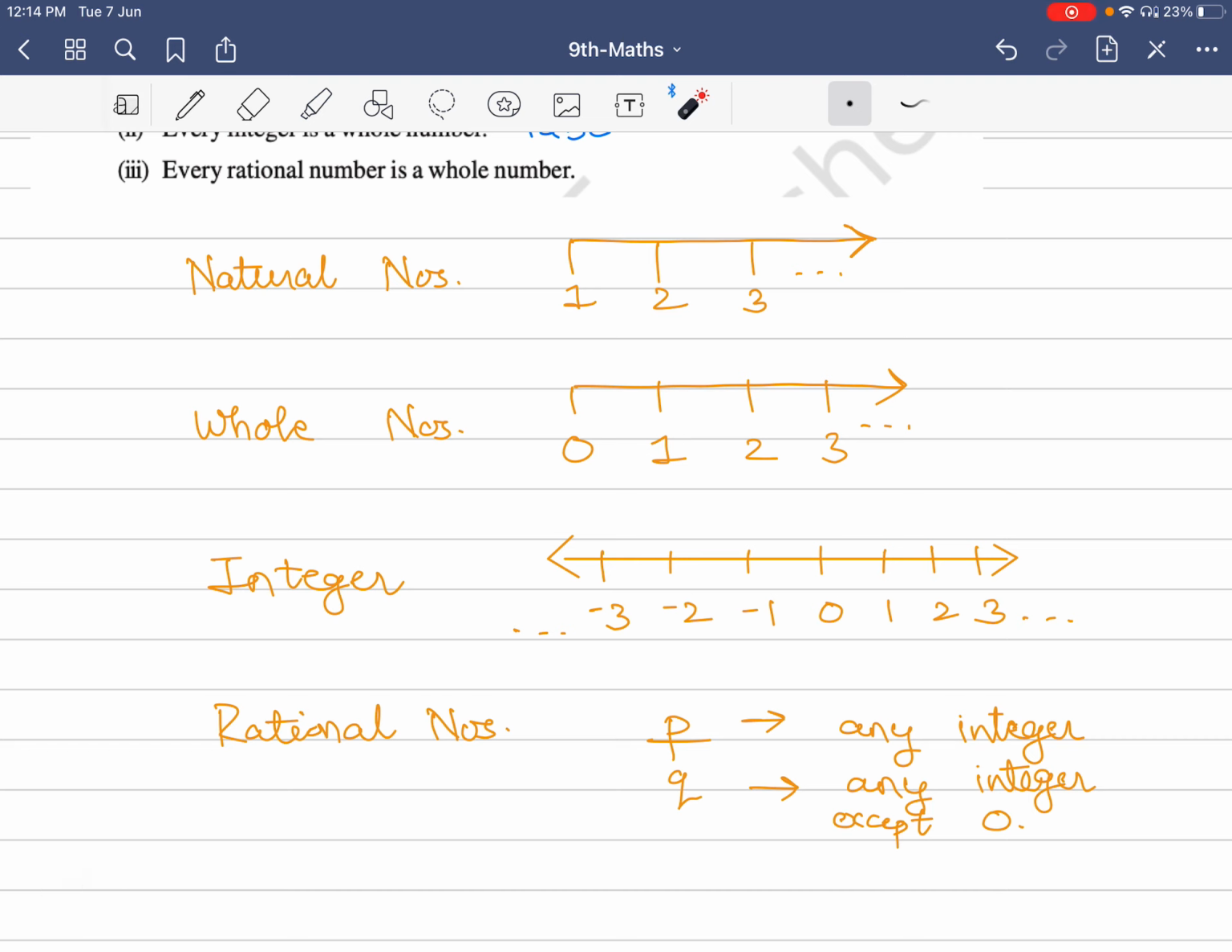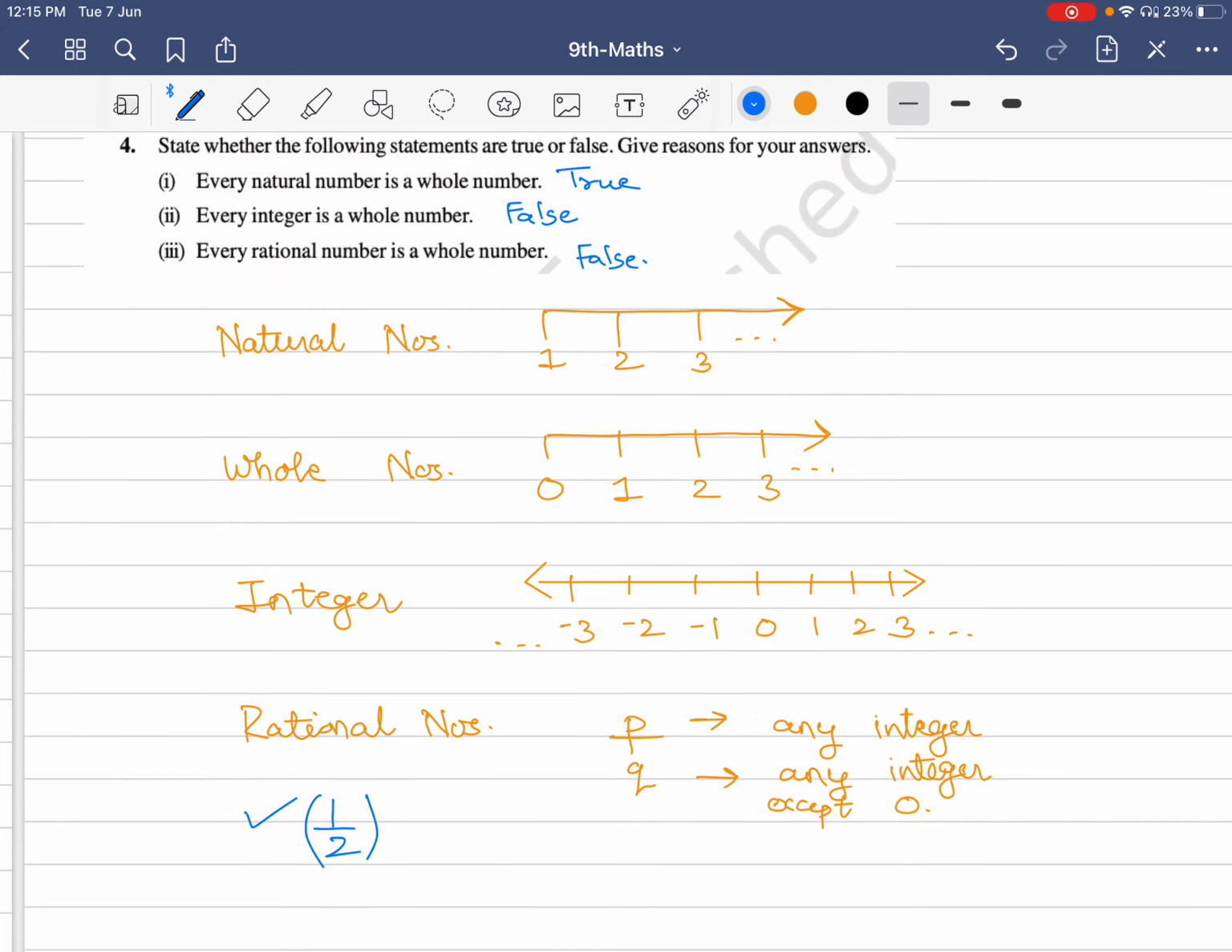Now let's read the third statement. Every rational number of the form P by Q is a whole number. This is clearly false because let's take 1 by 2. Is it a valid rational number? Yes. And is 1 by 2 present in this whole number line? No. We just have 1 and 2 and 3. In between 1 and 2, nothing is mentioned. So is every rational number a whole number? No. That's a false statement. So I'm going to mark it as false.